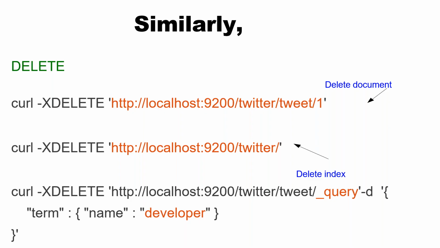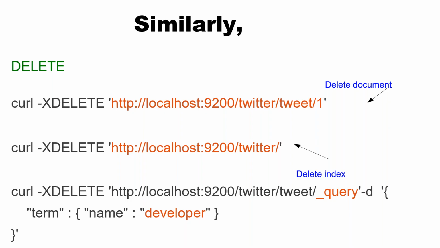If you want to delete the document, this is the way, X delete. Look at the document ID at the end of it. So here Twitter is the index, tweet is the type, and document number 1 you are deleting. If you want to delete an index, look at the second line. And if you want to do some queries and stuff like that, look at this third line. I'll show you that, don't worry about that.